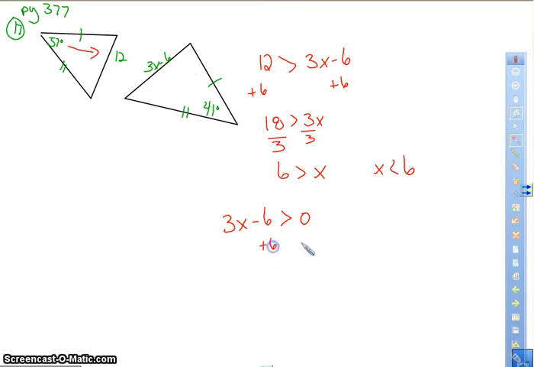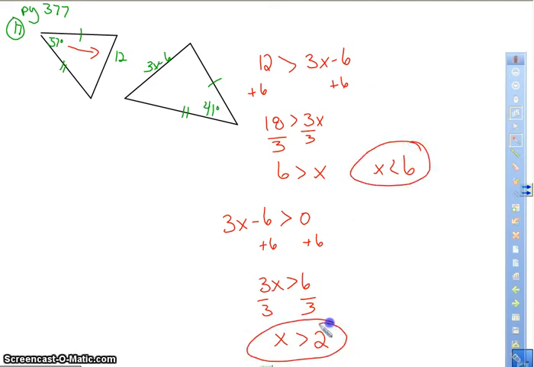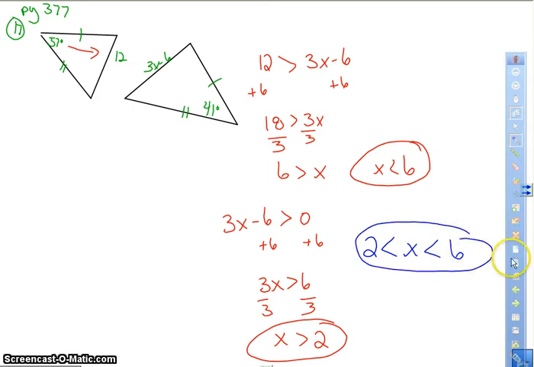So I'm going to add 6, and I get 3x is greater than 6, divide by 3, and x has to be greater than 2. So I know x is less than 6, but it's greater than 2, so I'm going to make my compound inequality here and say that 2 is less than x, and x is less than 6. This would be my solution.